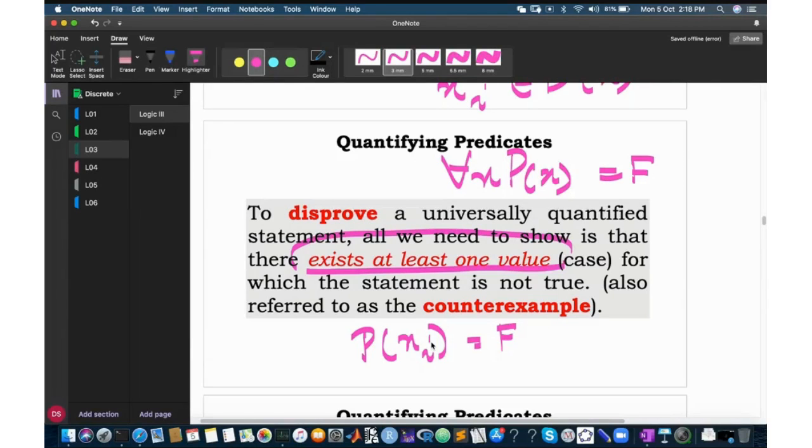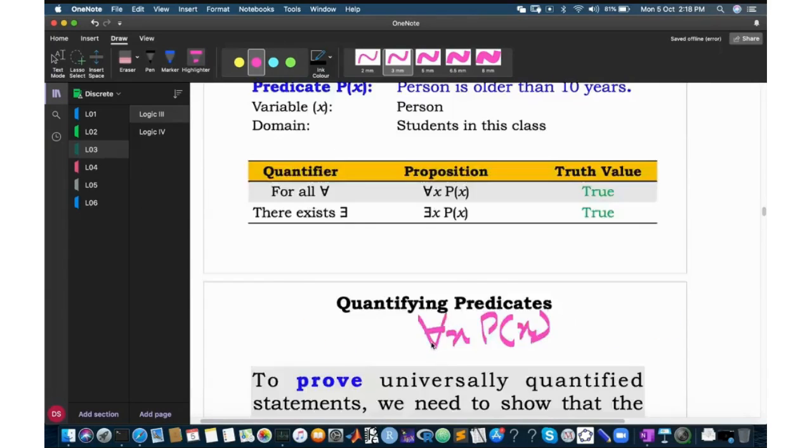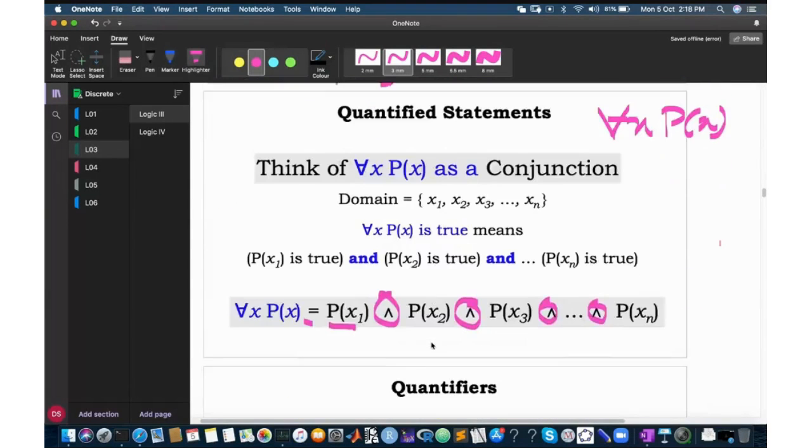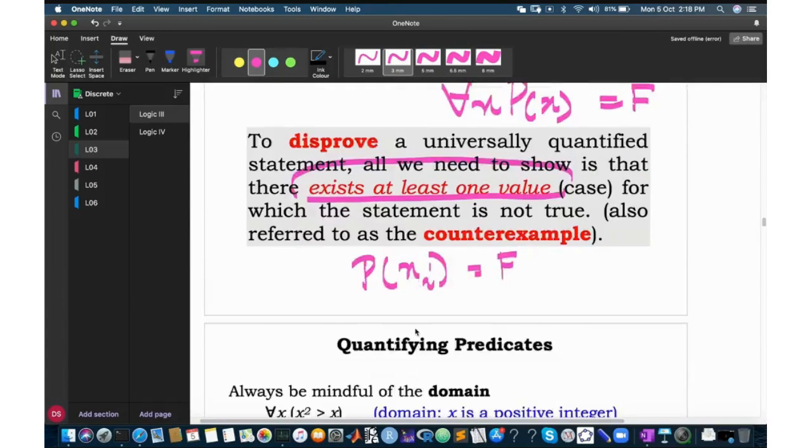Just like an AND operator, just like we saw here. A universally quantified statement is another way to just write an AND operator. Good.